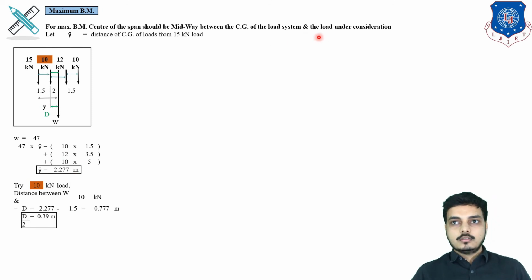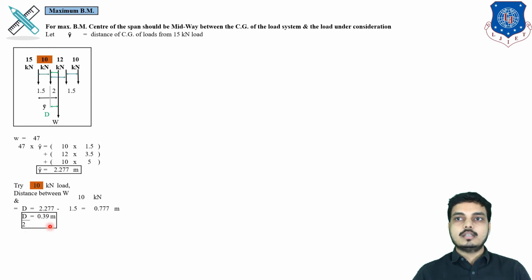Now what I have to put? I have to put the load under consideration. So first I will try this 10 kilonewton as my critical load. Try 10 kilonewton load as distance between this W and this 10. So the remaining distance, means this is my Y bar, so Y bar minus 1.5. So 2.27 minus 1.5 is 0.77. So the distance between critical load and CG of the load is D. D will be considered as 0.77. Now D by 2 is nothing but 0.39.